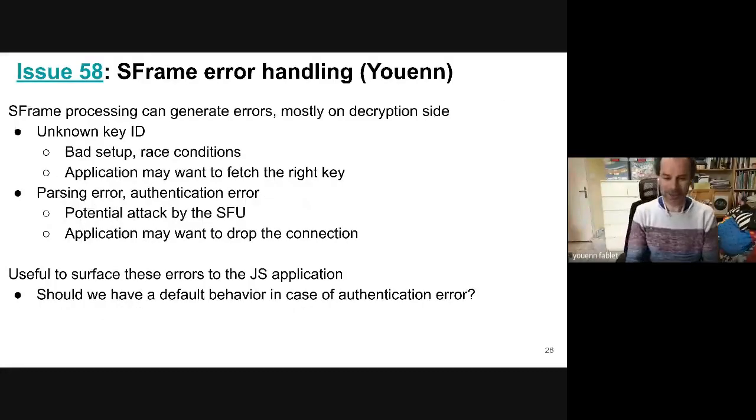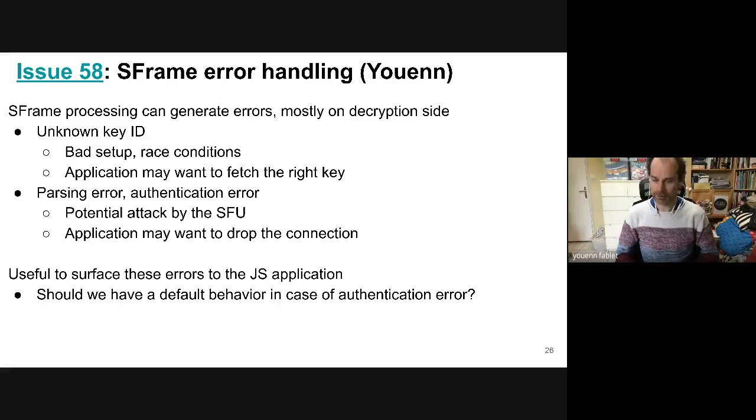Okay, so going to another world where data is no longer raw, it's encoded. So we're shifting to WebRTC encoded transform and SFrame. There we are talking about the SFrame transform, which is implementing the SFrame algorithm natively. SFrame processing can generate errors, like you do not have the key ID, or the message that you receive has an error, like parsing fails, or you're decrypting and validating the authentication tag and it's not correct. So there are a bunch of errors there.